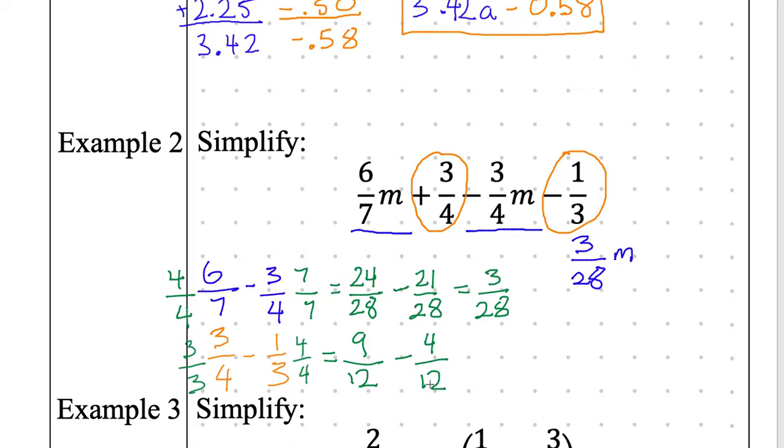Right, I have like denominators, which means I can subtract the numerators. I can subtract the tops. 9 minus 4 is 5. The bottom stays the same, 12. And that is my answer for the constants. So I'm going to say this is positive. This is positive 5/12. And there's my final answer.